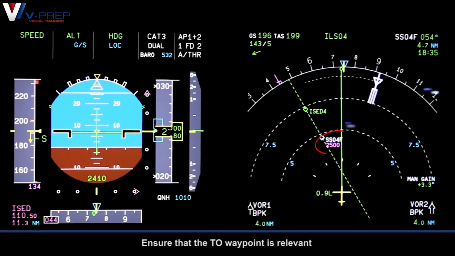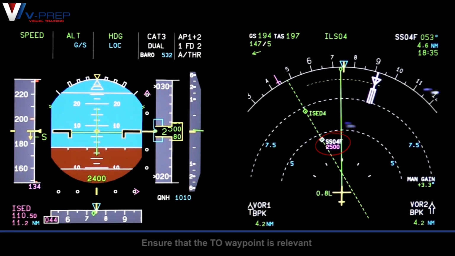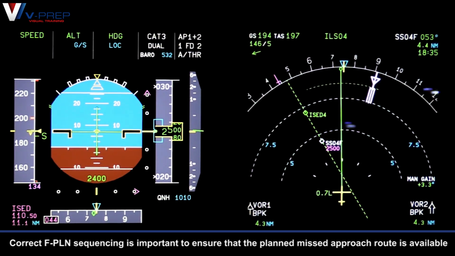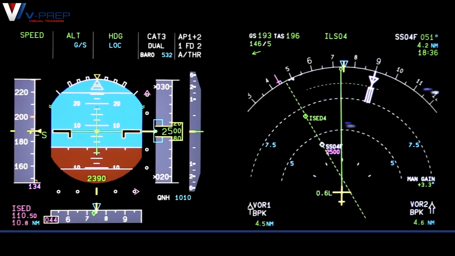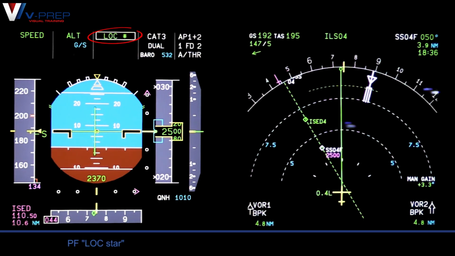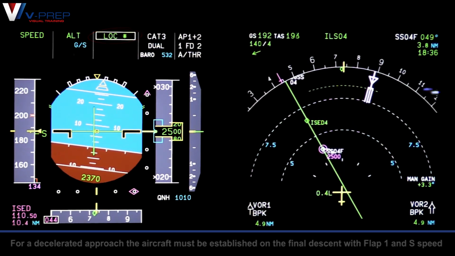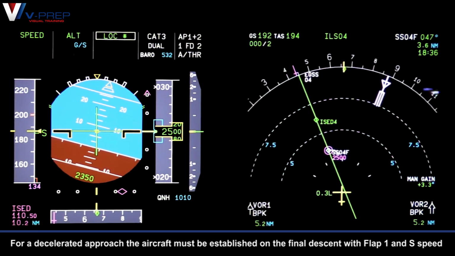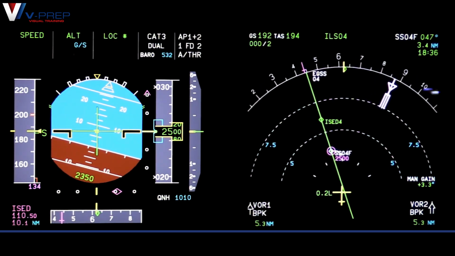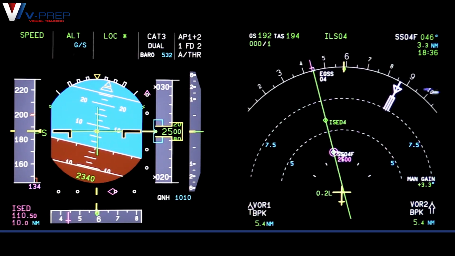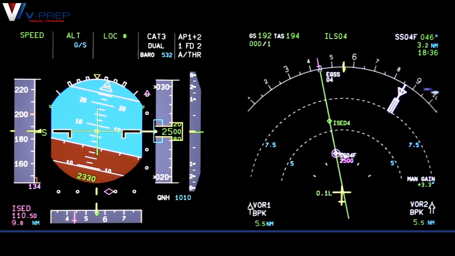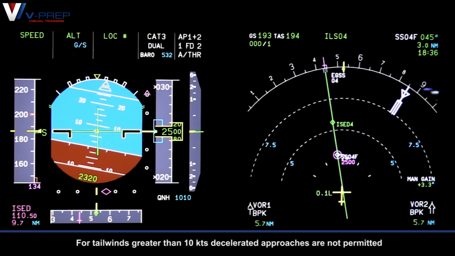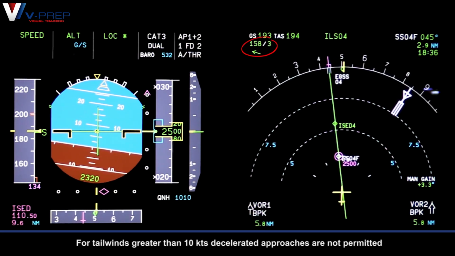Ensure that the TO waypoint is relevant. Correct flight plan sequencing is important to ensure that the planned missed approach route is available. LOC*. For a decelerated approach, the aircraft must be established on the final descent with flap 1 and S speed. For tailwinds greater than 10 knots, decelerated approaches are not permitted.